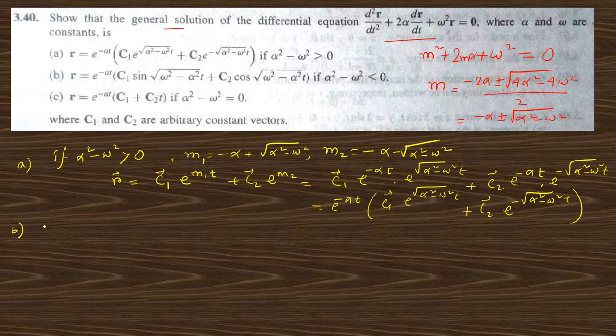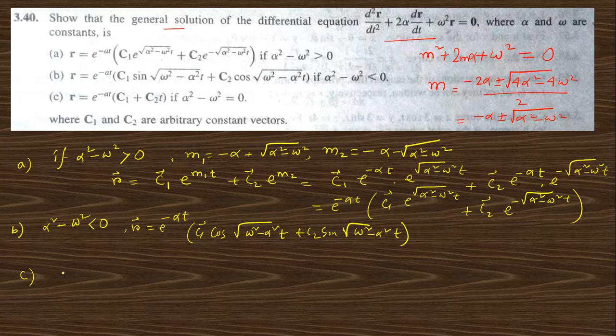Now come to the second condition, where alpha square minus omega square is less than 0. That means this will be negative. Since this is negative, the solution can be written as e to the power minus alpha t, with C1 cos of root under omega square minus alpha square into t, plus C2 sine of root under omega square minus alpha square into t.